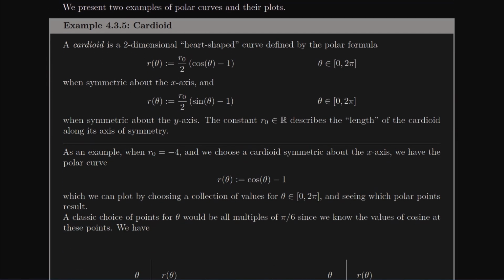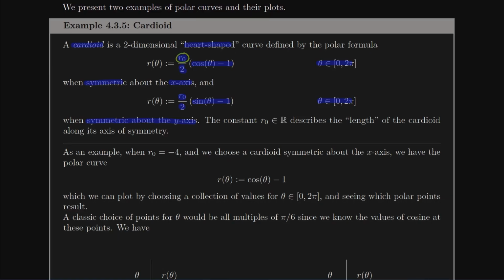This first one's called the cardioid. And cardioids are famous polar curves that are known to be heart-shaped. You've got this Latin root card, meaning heart, like cardio, cardiology. So it's a heart-shaped curve, and they're defined either symmetrically about the x-axis using r naught over 2 times cosine theta minus 1, or symmetrically about the y-axis using r naught over 2 times sine theta minus 1. In particular, theta is always going to be in the range 0 to 2 pi here, but sometimes you can modify the range on theta.